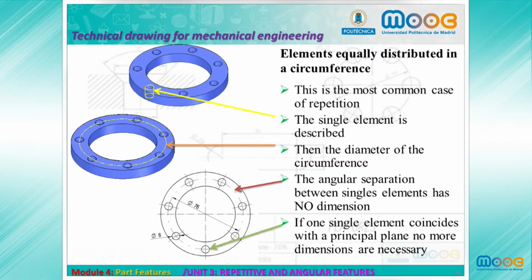Well, the angular separation between single elements has no dimension. If one single element coincides with a principal plane, no more dimensions are necessary. Well, a question is the number of holes. Normally, the number of holes or elements, repetitive elements, is very easy to see in the views. If there is a more complicated case, we can explicitly describe this number of repetitions.